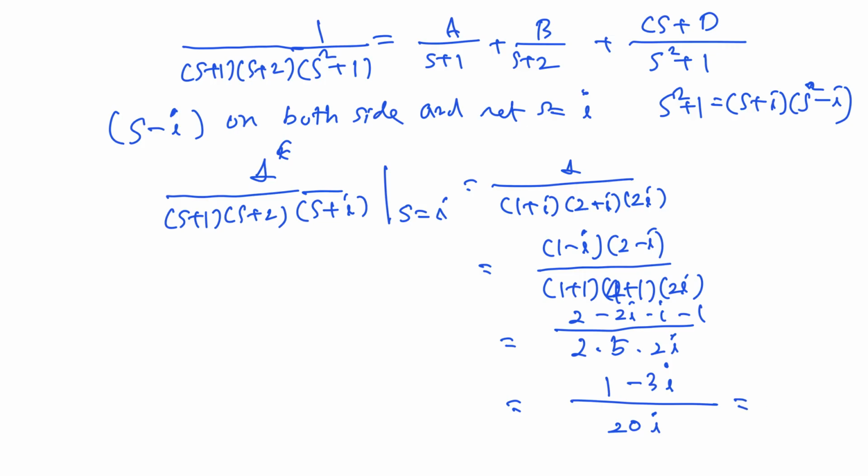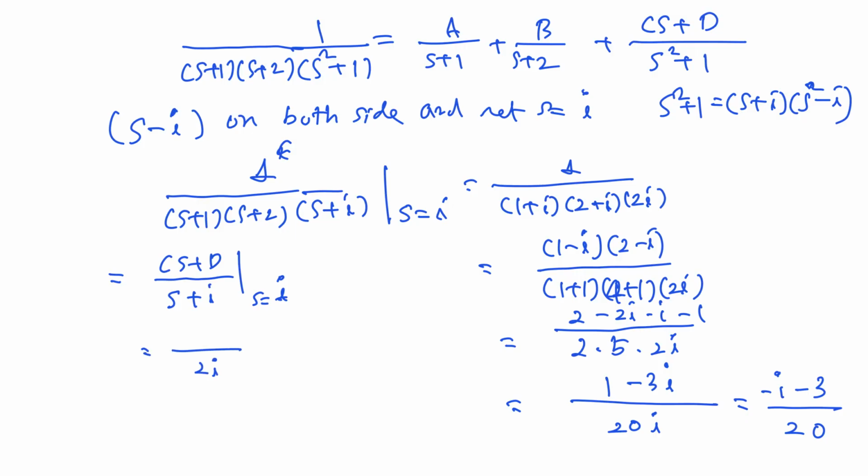Is actually 20 times minus I minus 3, right? It's the same as this. We have S plus I and CS plus D S equal to I. So this is 2I times CI plus D.